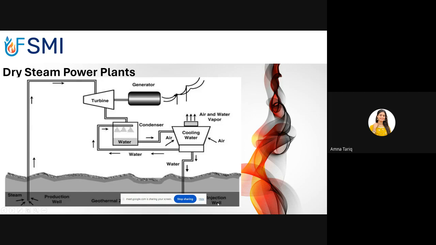The condensed water, now cooler, is then injected back underground through an injection well. This well injects the water back into the geothermal reservoir to maintain pressure and keep the process going. So this is the working process of dry steam power plants, where we use dry steam to generate electricity.